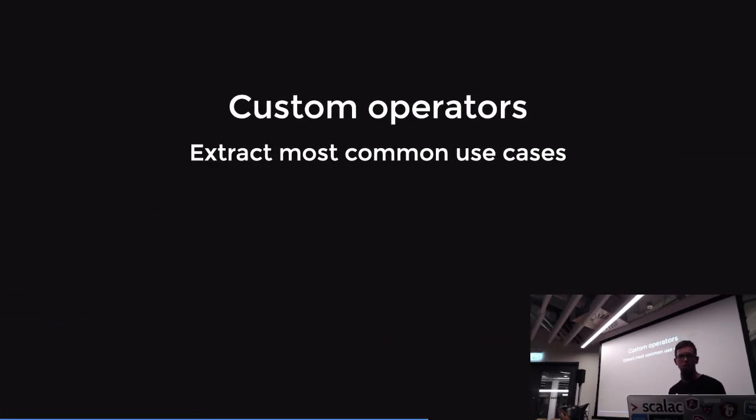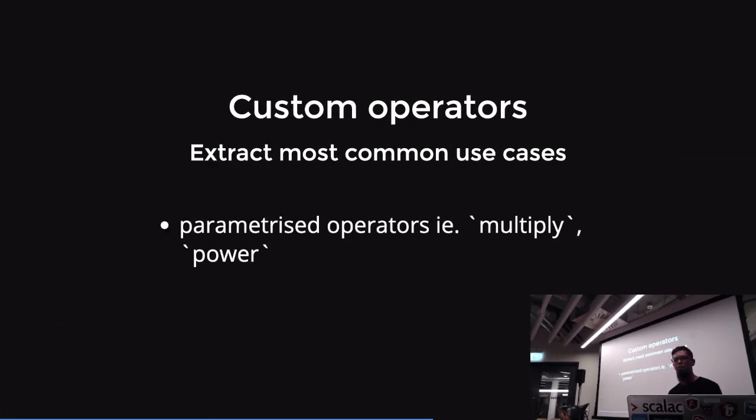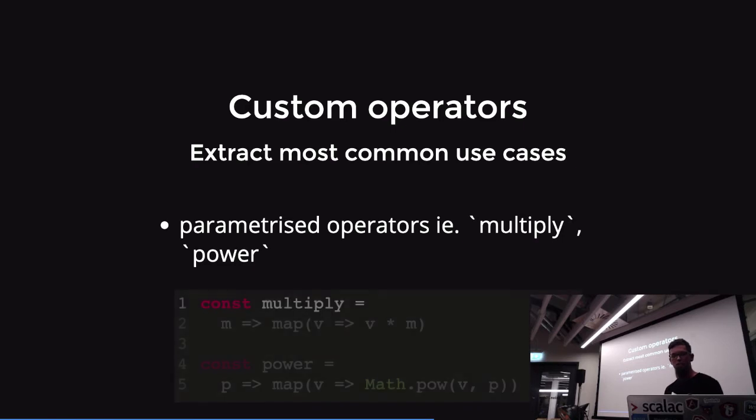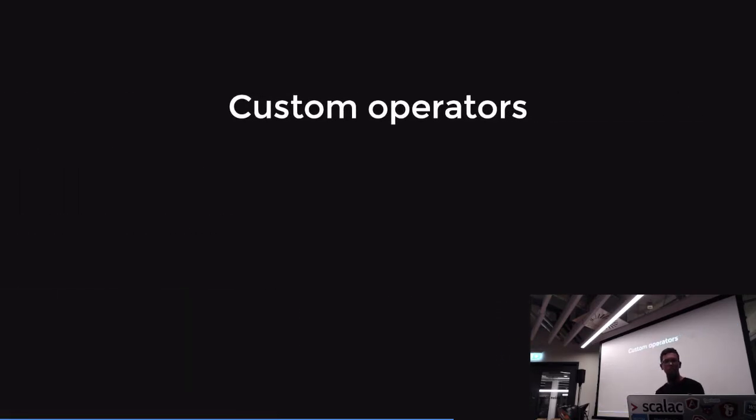Yeah, but that's simple. We can also have parameterized operators like multiply and power, which take advantage of the map operator. So we can create multiply by passing our multiplier value m and use it across our code base as well. Same goes for power, so we can take our values from our input stream to the power of p. Okay, so that was the really simple example. Maybe some of you were using that already.